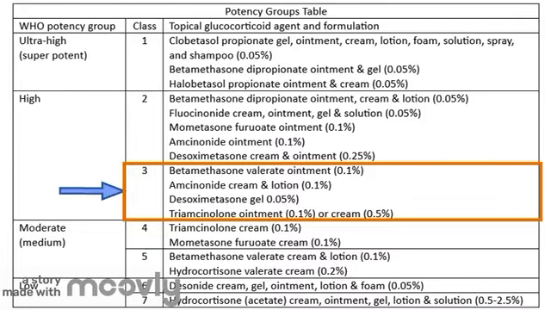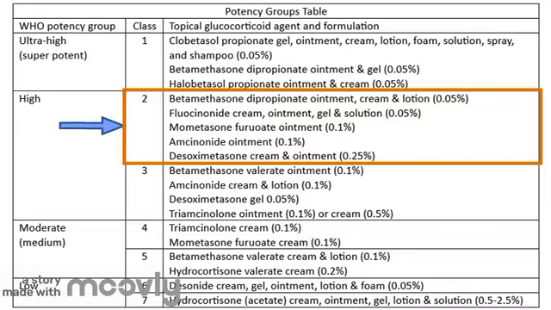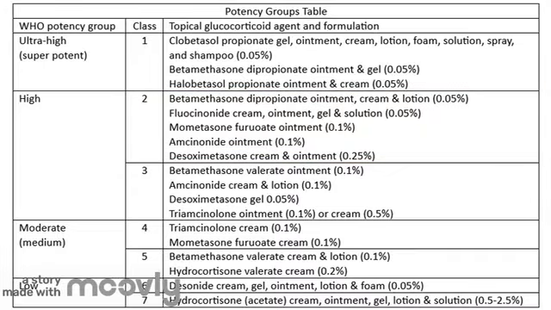Group 3 steroids include betamethasone valerate ointment 0.1%, amcinonide cream 0.1%, desoximetasone 0.05%, and triamcinolone cream 0.1%. Group 2 steroids include betamethasone dipropionate cream 0.05%, fluocinolone 0.05%, mometasone furoate ointment 0.1%, amcinonide ointment 0.1%, and desoximetasone 0.25%. Group 1 steroids include clobetasol 0.05%, betamethasone dipropionate ointment 0.05%, and halobetasol propionate 0.05%.